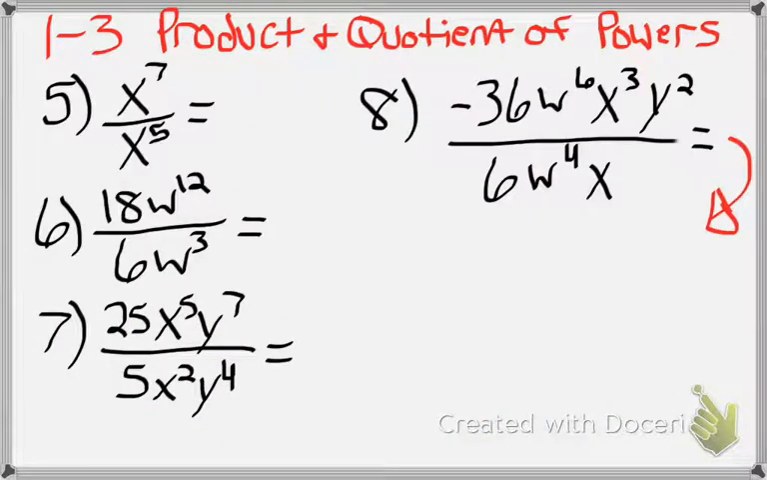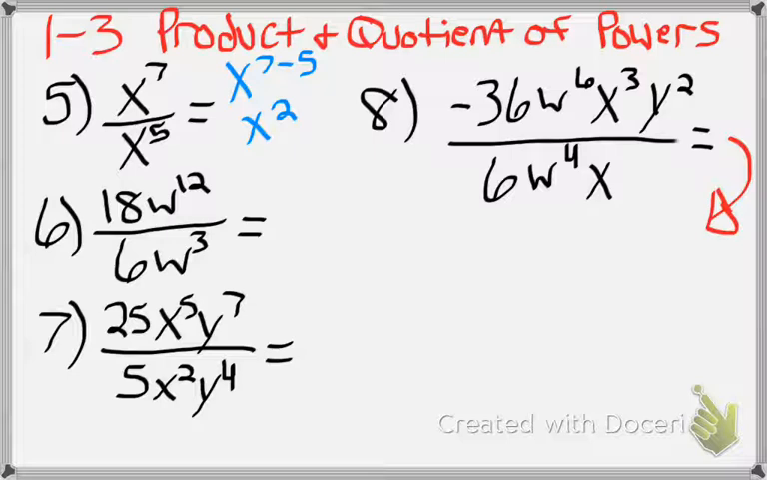Alright, these are your quotient examples, so I want you to press pause and try the first one. I may have already given away how to do it, but at least do the first one and maybe the second one as well. Press pause. When you divide with common bases, you subtract. So 7 minus 5 is 2, so the answer is x to the 2nd power. X squared is number 5.